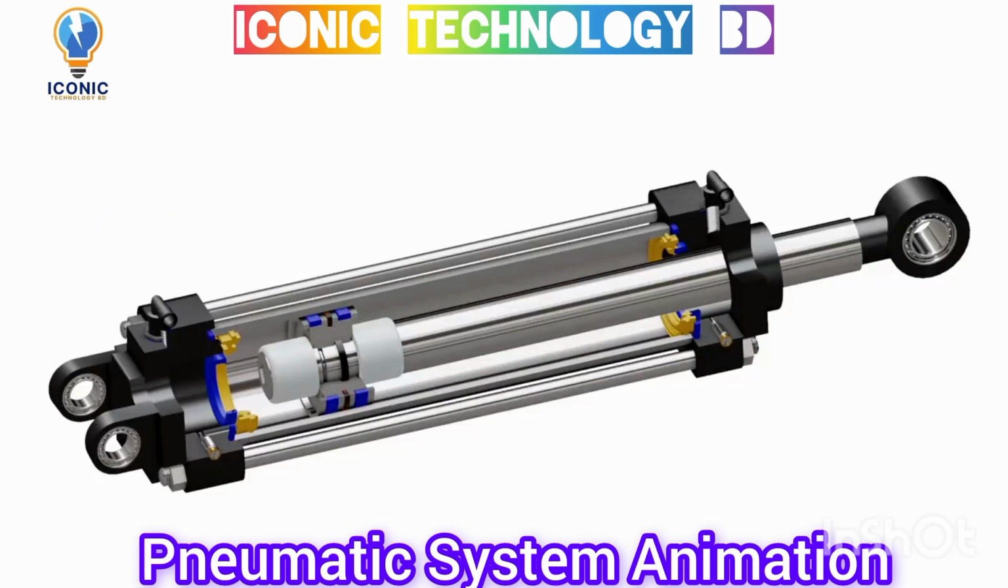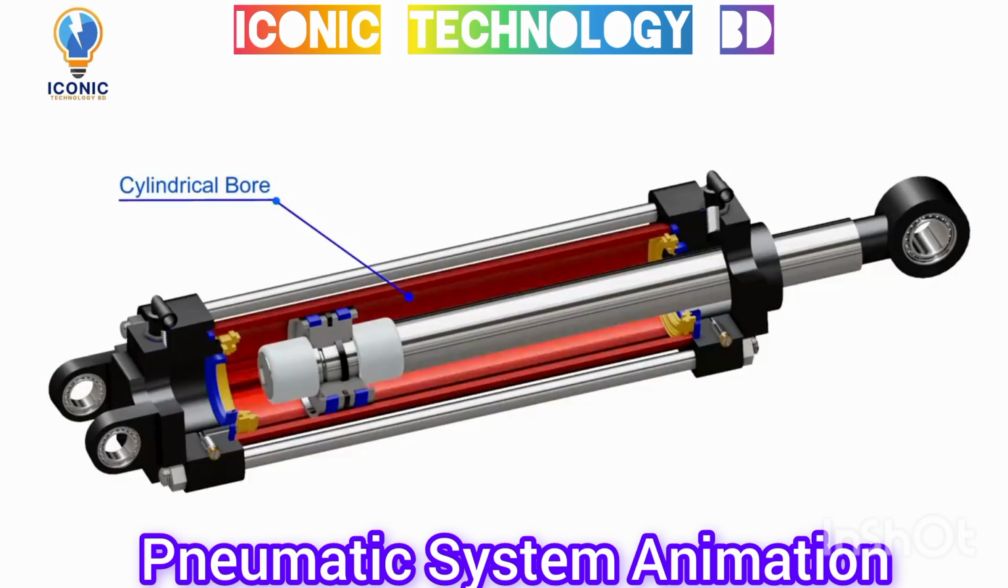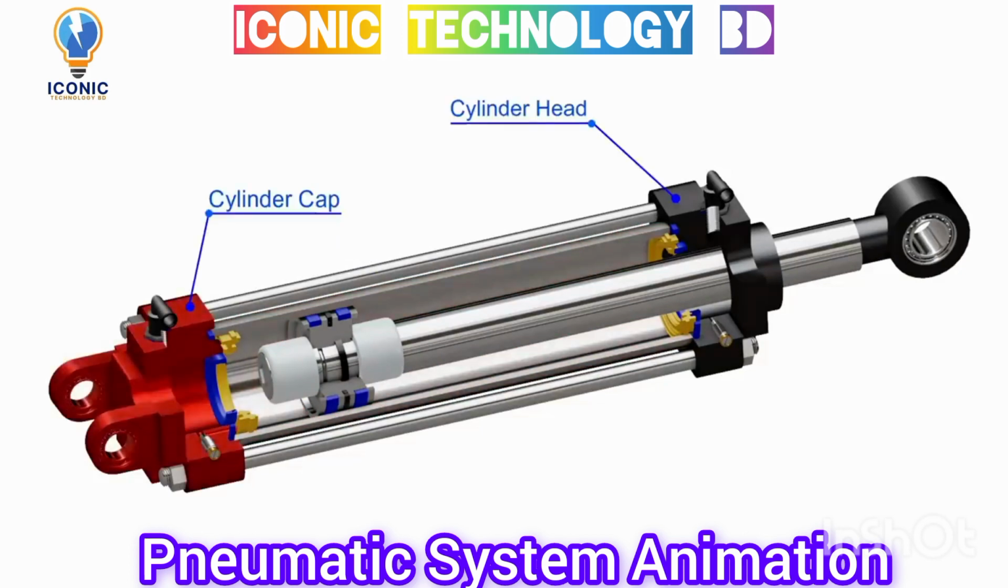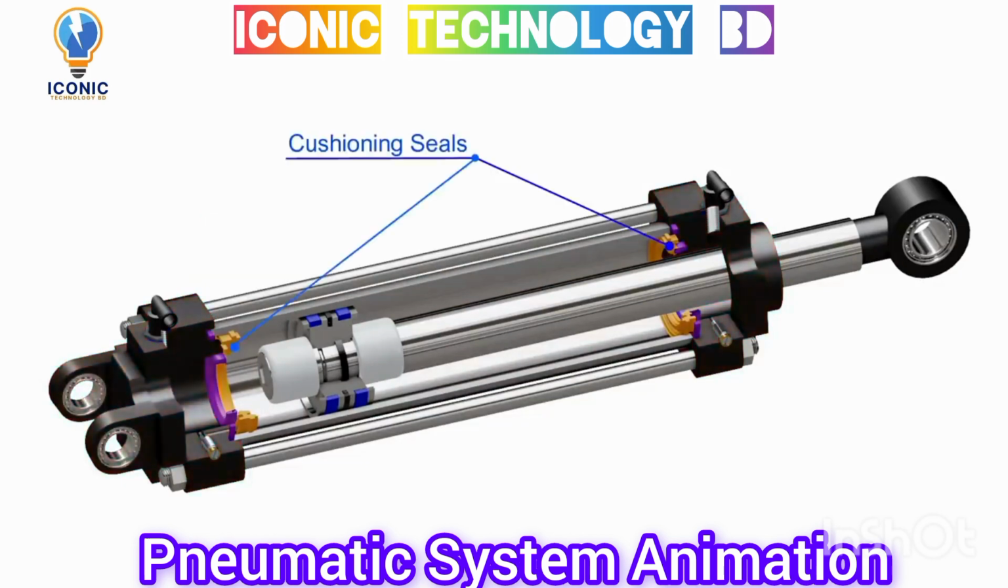This whole assembly then goes into a cylindrical bore. This cylinder is generally made up of aluminium or steel. A cylinder cap encloses cylinder chamber in one end and the cylinder head encloses a chamber from the other end. Cushioning buffers and seals are installed on respective ends. Captive adjustable cushioning screws are installed on each end. These screws enable user to adjust the optimum cushioning at the end of the stroke.